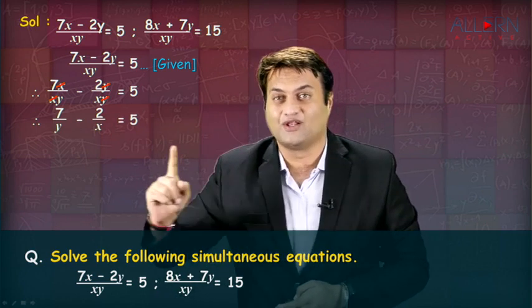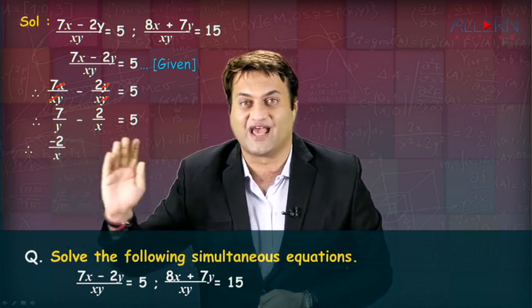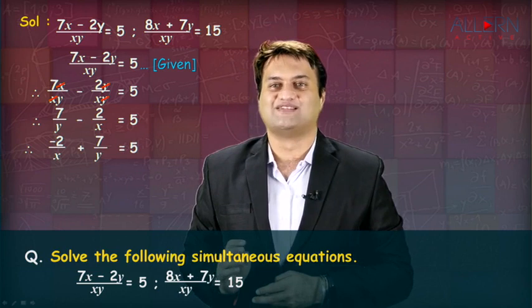Always write in alphabetical order. So let's write minus 2 upon x first. Don't change the sign because you're not changing the side. You are just rearranging to write it in alphabetical order, right? So minus 2 upon x plus 7 upon y is equal to 5.